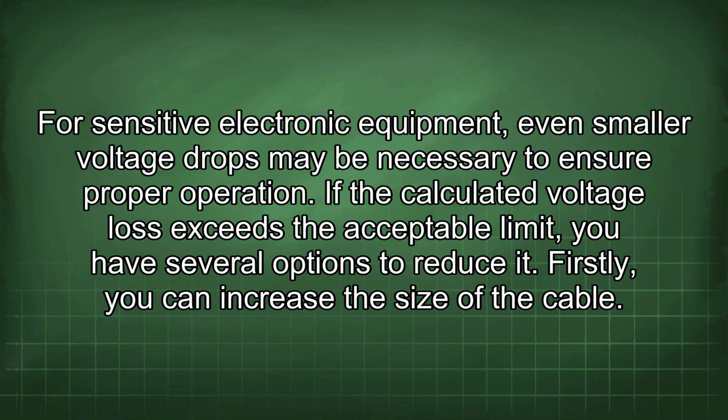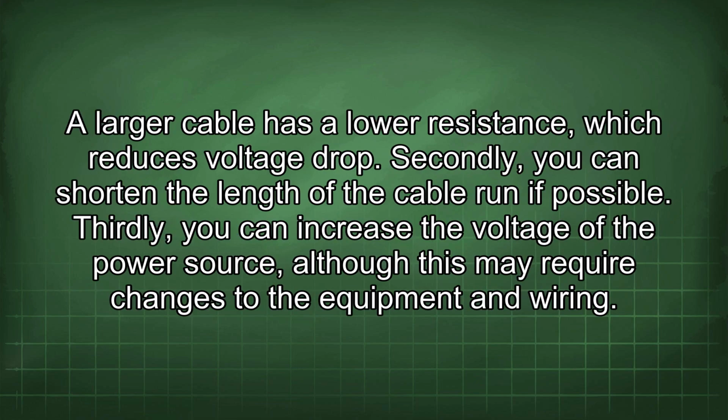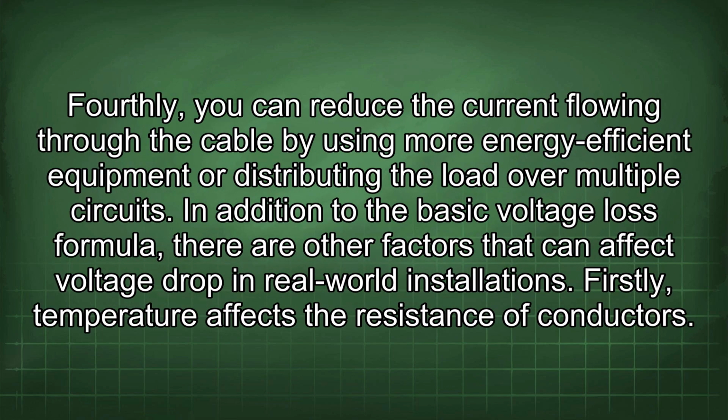Firstly, you can increase the size of the cable. A larger cable has a lower resistance, which reduces voltage drop. Secondly, you can shorten the length of the cable run if possible. Thirdly, you can increase the voltage of the power source, although this may require changes to the equipment and wiring. Fourthly, you can reduce the current flowing through the cable by using more energy-efficient equipment or distributing the load over multiple circuits.